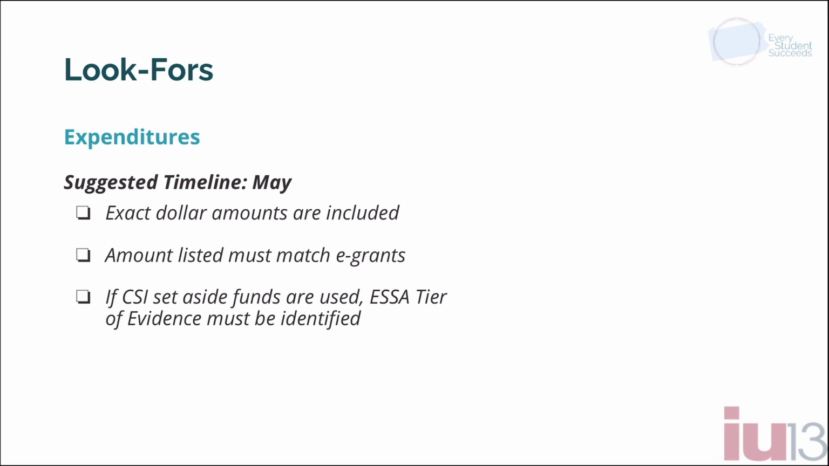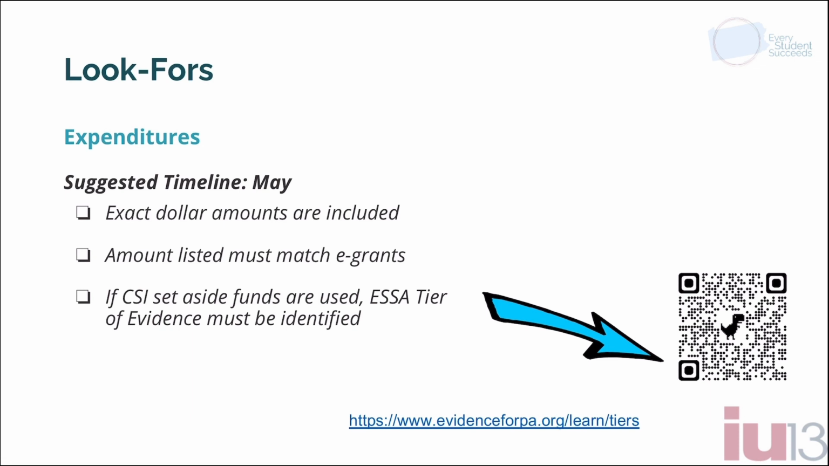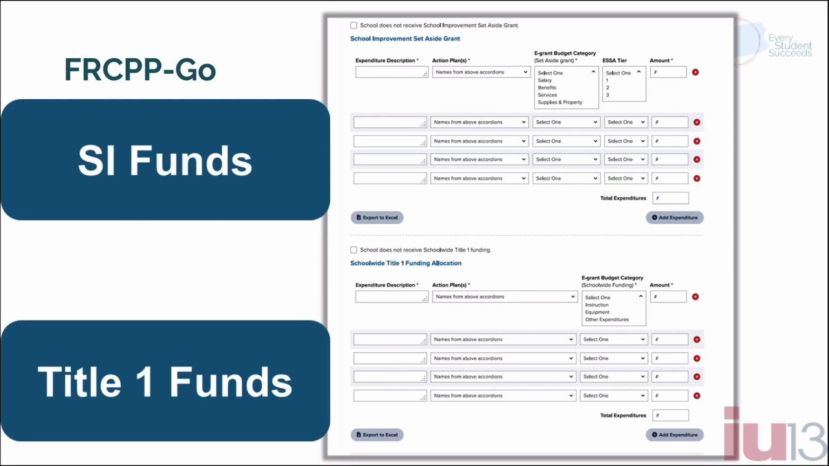The school improvement school-wide plan is considered the spending plan of the school. The exact dollar amounts for all of the items that are funded with CSI and/or school-wide Title I funds must be listed and must match what is being entered into e-grants. If CSI set-aside funds are being used, they must be related to an evidence-based strategy's research that meets ESSA tiers of evidence. For more information determining tiers of evidence, go to evidenceforpa.org. This is what the expenditure section of the FRCPP looks like. Schools will differentiate between school improvement funds and Title I funds. Where funding for professional learning is necessary, it will be included here. Supports provided from LEA, IU, or an outside organization are also identified.